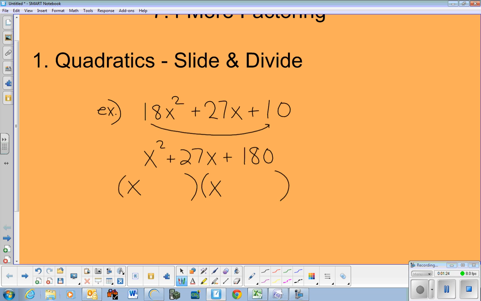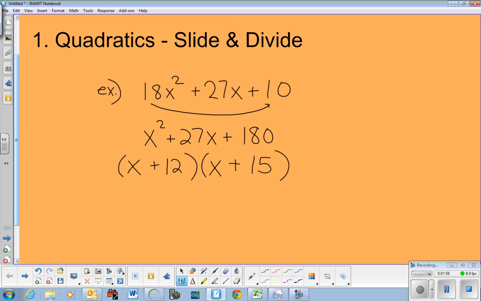So 180 is 3 times 60, it's 10 times 18, what is 180? I need the two factors of 180 that make 27. And those two factors are 12 and 15. Okay, so I slide the 18 over, I factor the quadratic that I get after I multiply 18 by 10. All these other methods, the AC method, the box method, you might have learned one. They're all really the same thing. They're just presented in a different order of steps.